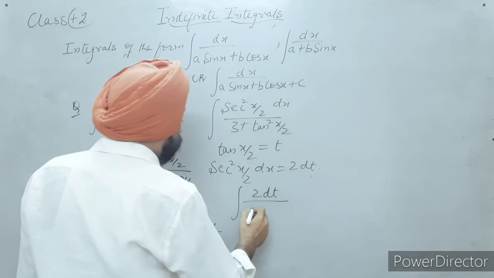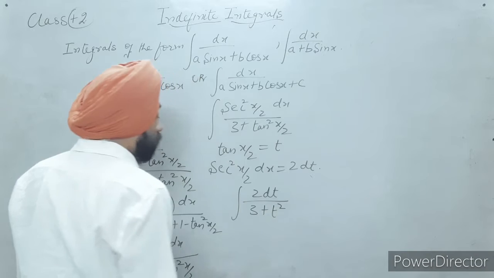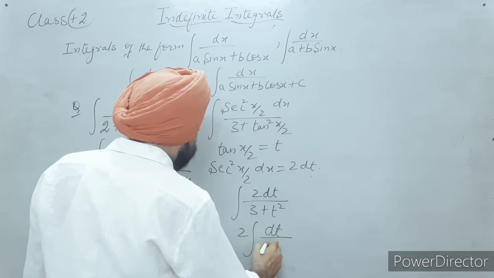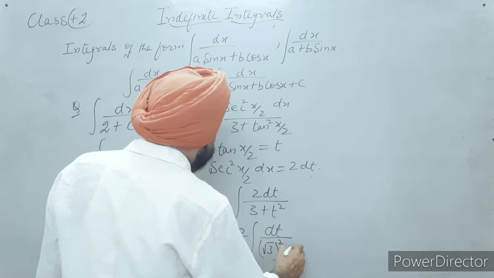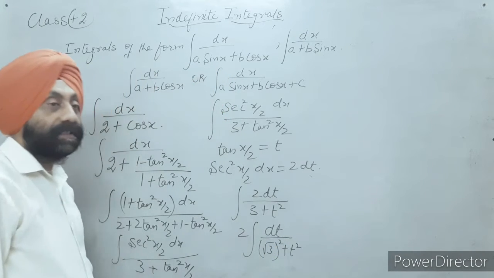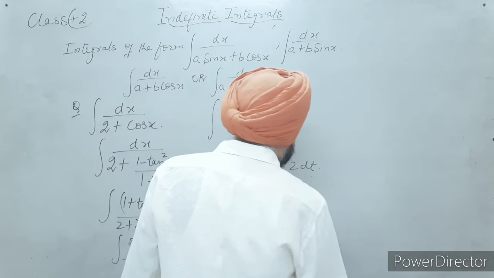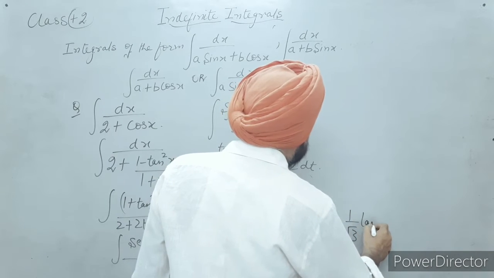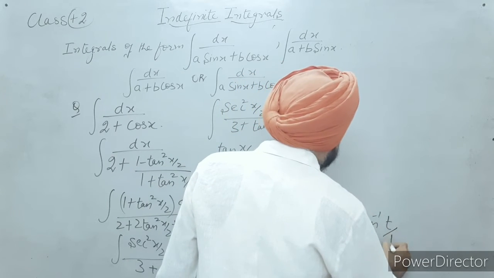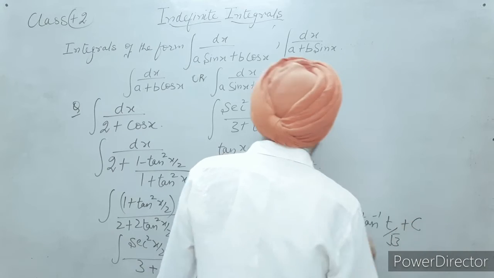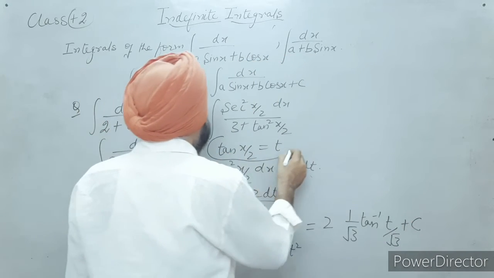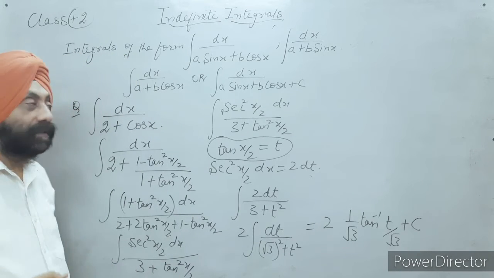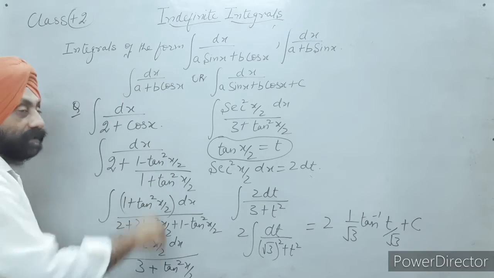3 plus t square. That is 2 comes out, dt. I can write this as under root 3 square plus t square. That is a square plus x square. So the answer is 2 times 1 over a tan inverse t upon under root 3 plus c, where t is tan x by 2. This is the second type which I discussed today.